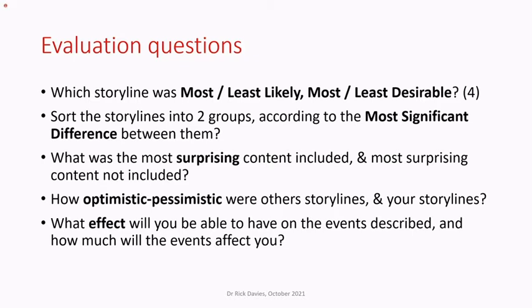We also give them less structured, open-ended questions, asking them to do pile sorting of storylines into groups they think represent the most significant difference between all the storylines. We ask people about what is surprising in the storylines and what is surprisingly omitted from the storylines. We ask them about how optimistic and pessimistic their storylines were and those of the others. And we ask them about agency, the extent to which they think they will have an effect on the events described and how much the events will affect them.